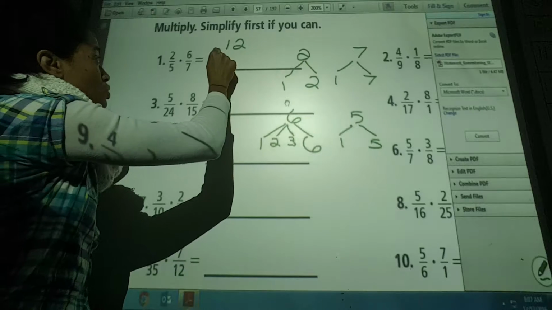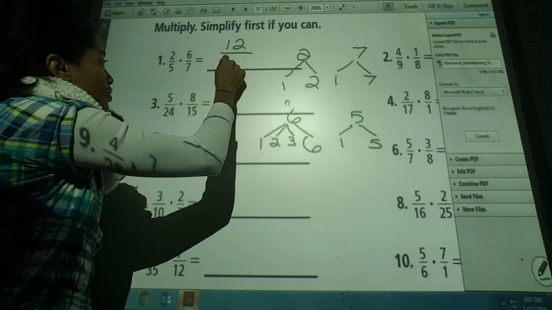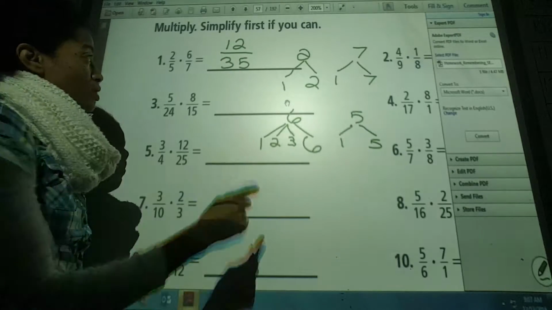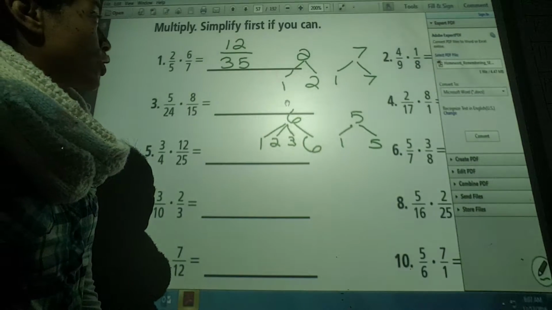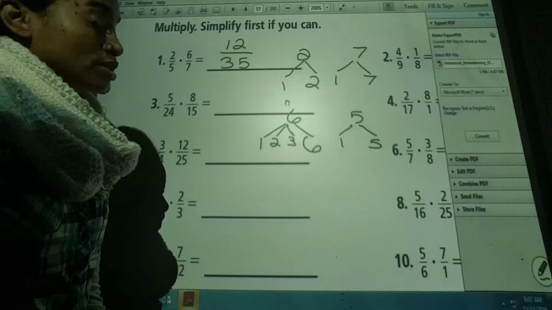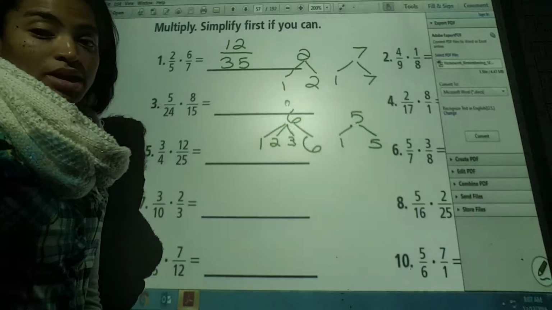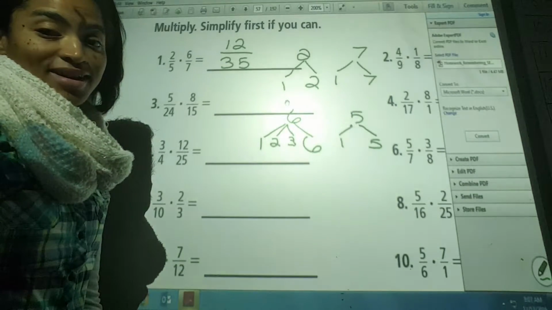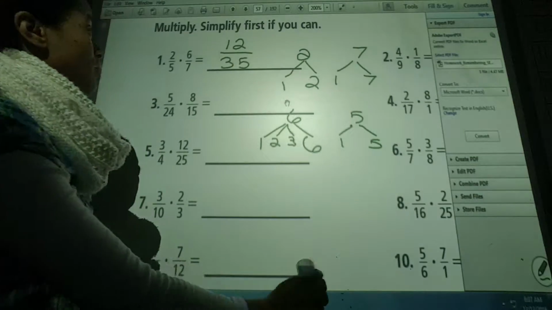2 times 6 and get 12. Then I multiply my denominators. 5 times 7 and we get 35. So in this case, we have 12 over 35. See if we can simplify it. In this case, we can't. And so that will end up being our final answer. Got it? All right. So moving right along, let's look at number 2.